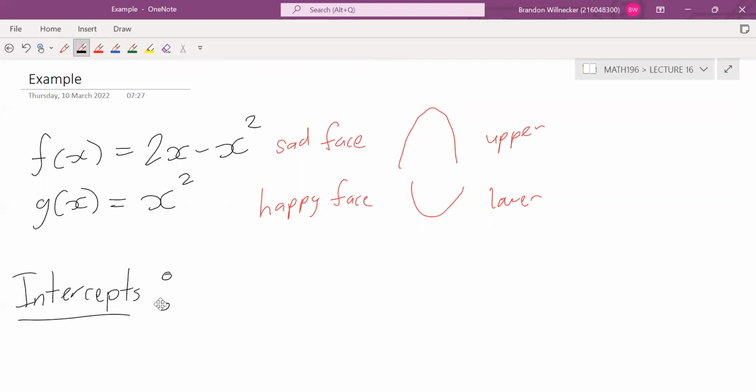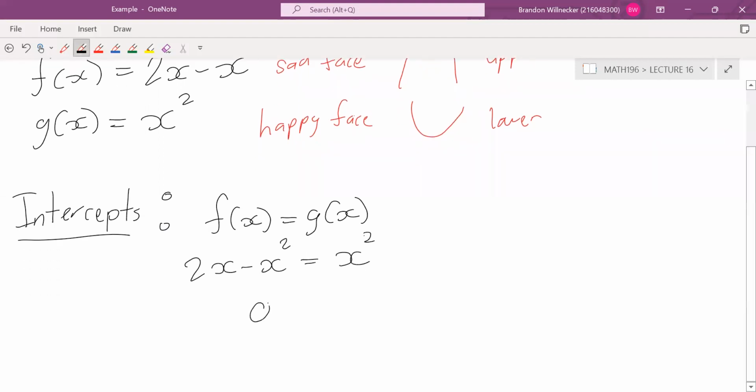So what we want is to find where these functions cross each other. That gives us the bounds for this region. So we're going to say f of x is equal to g of x. So 2x minus x squared is equal to x squared. So we can write this as 0 is equal to, we take the minus x squared across, we're going to get 2x squared. Take the 2x across, we get minus 2x.